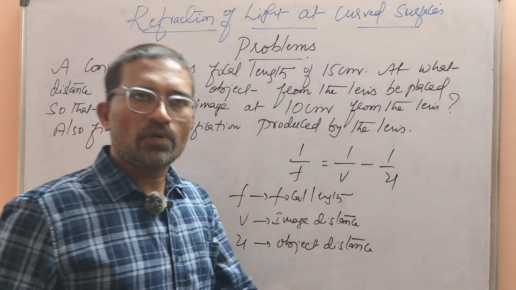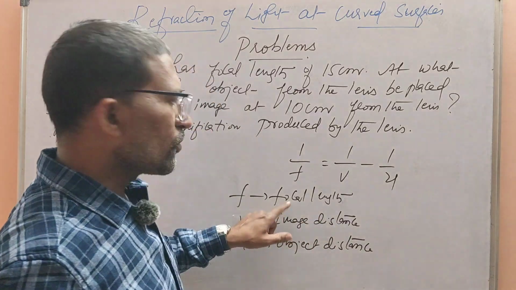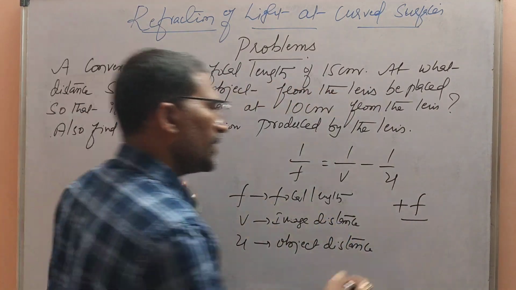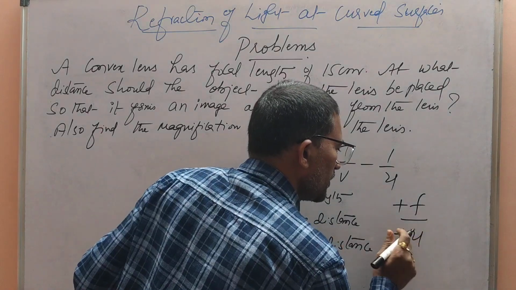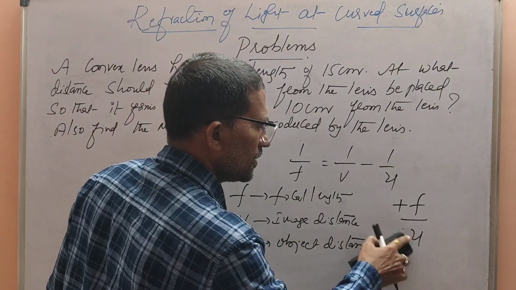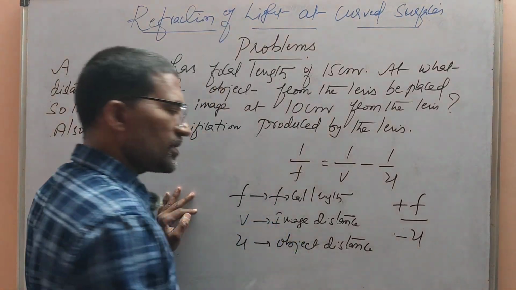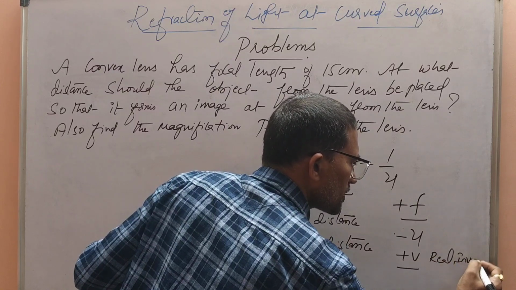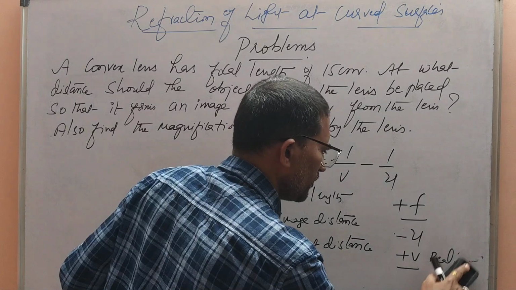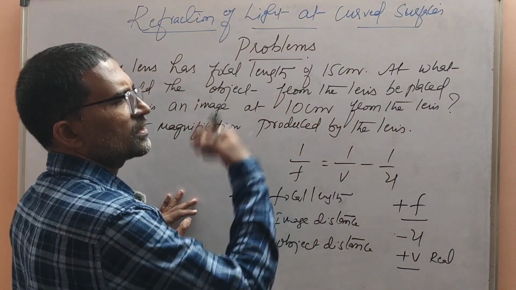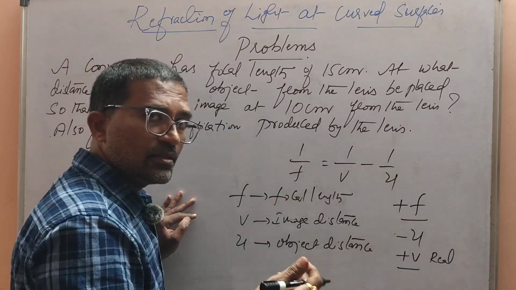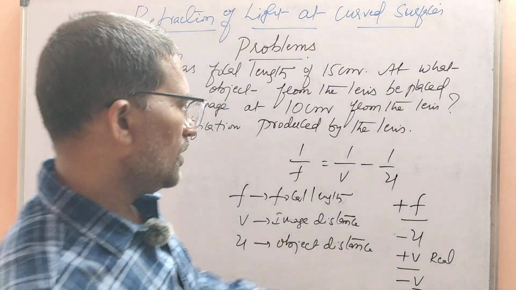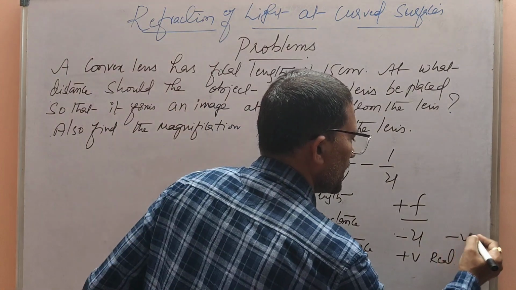Now, if you remember the sign conventions that I explained before, for a convex lens the focal length sign convention is positive, and the object distance is negative. The image distance will be positive if the image is real. If it is real, it is positive because it is on the other side of the lens. If the image is virtual, then the image distance will become a negative value, minus v.